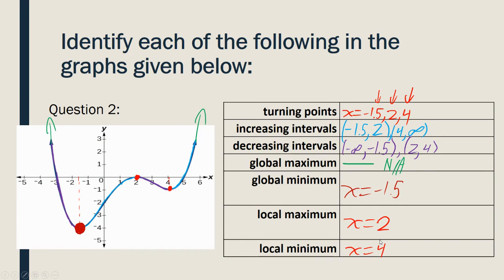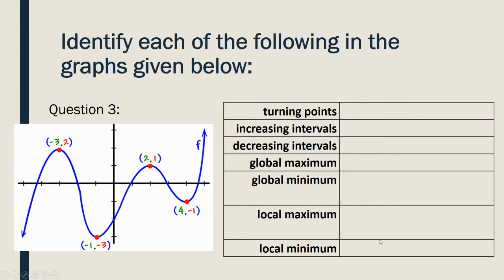Okay, good. So now question 3, this is the last one. We're going to find the turning points, increasing and decreasing intervals, global maximum and minimum, and local maximum and minimum. So first I'm going to identify my turning points. Anytime the graph changes direction, you'll notice in each of these are already colored in red. Those are my turning points.